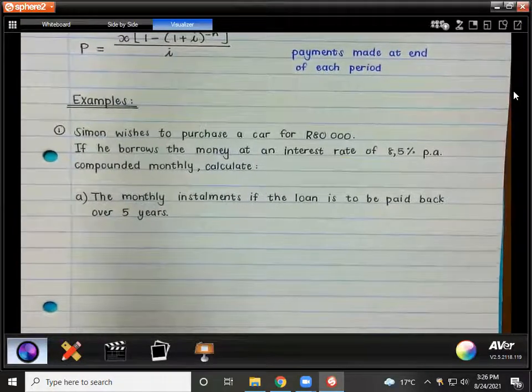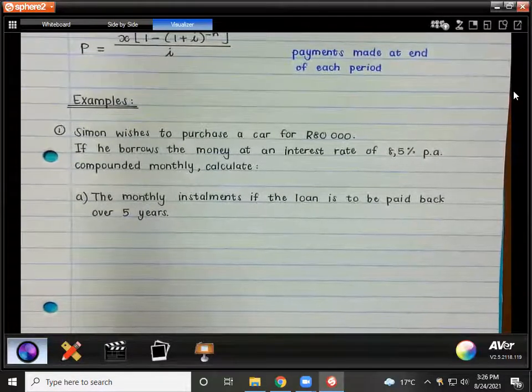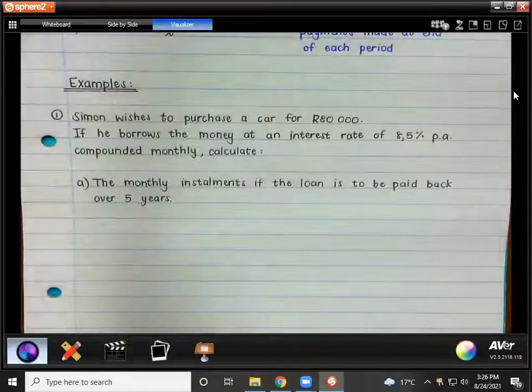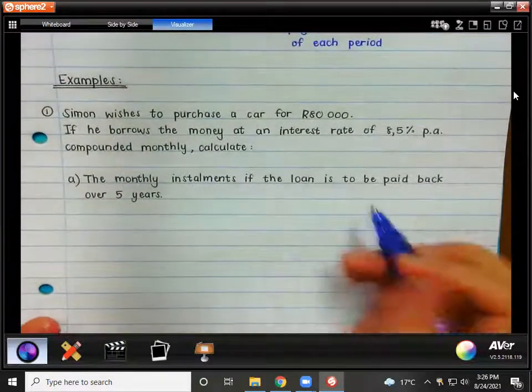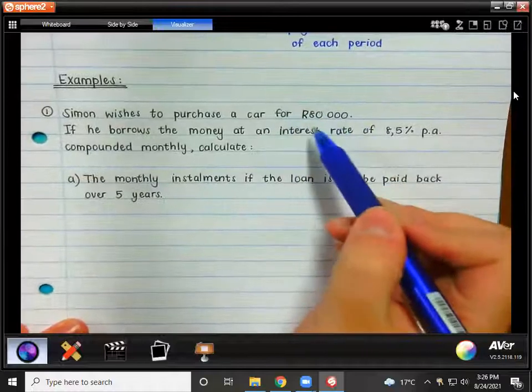Okay, so 80,000, yeah. My car was 80,000, but that was also 9 years ago. So all right, and it was secondhand as well.